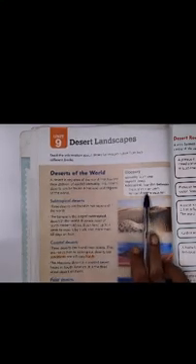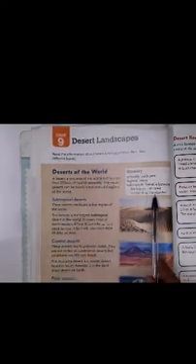Subtropical deserts. The Sahara is the largest subtropical. Children, what is the meaning of subtropical? Yes, see the glossary over there, children. It's there in the glossary. What is given? Subtropical: found in between the tropics, an area surrounding the equator. Children, as I told you, you need to recall your SST, what you have done. That's the meaning of subtropical.